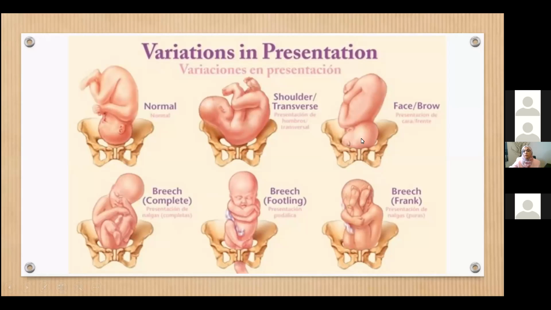This is showing the full extension of the head. It should have been like this, but it is like this, extended. So that would either lead to a brow presenting or a face presenting.